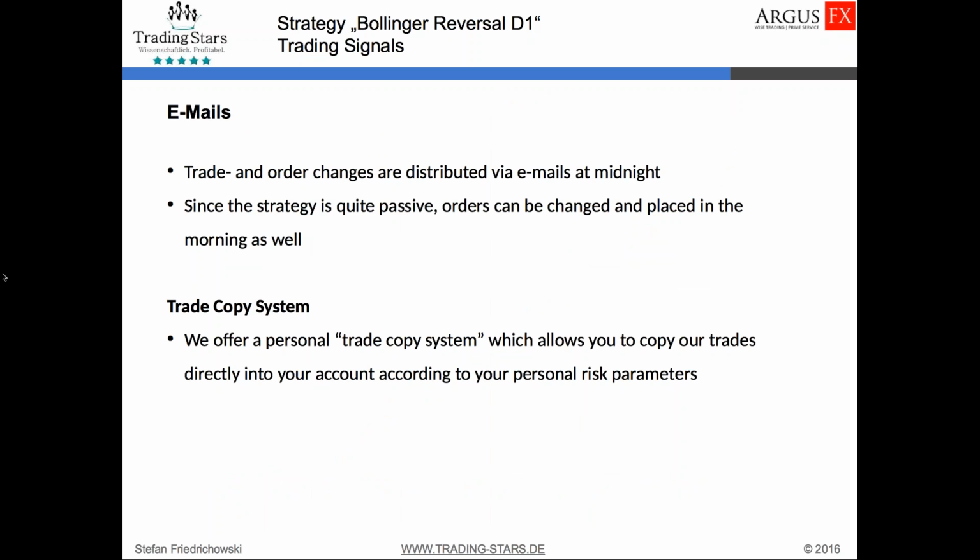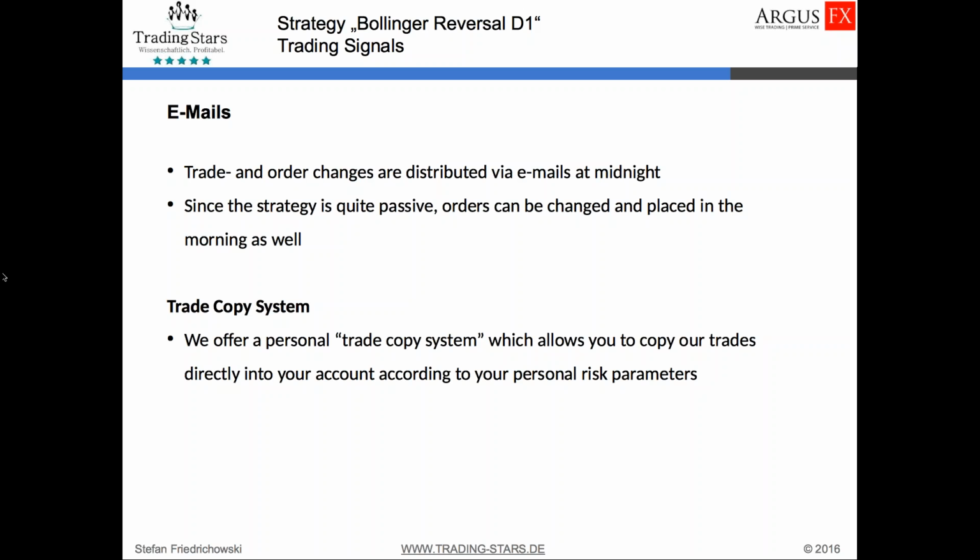Trading signals for this kind of service are delivered in two ways. One is simply an email, which we distribute at midnight, but you can also order, or you can change your orders in the morning because we are active on a daily basis. That means we are quite passive, and between the original order distribution and order activation there is always a lot of time, so it's no problem to do it in the morning.